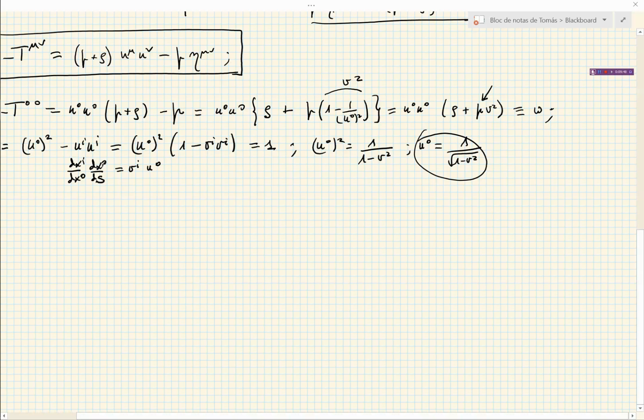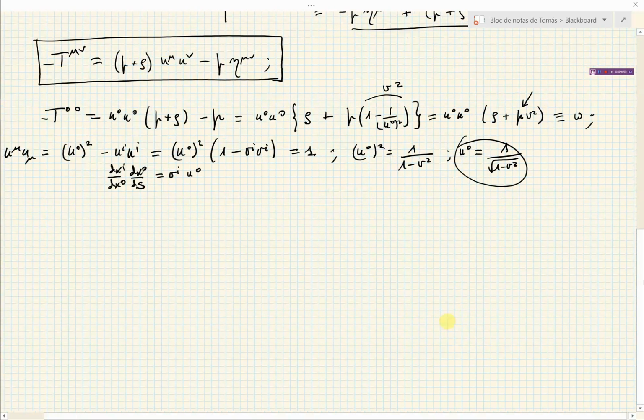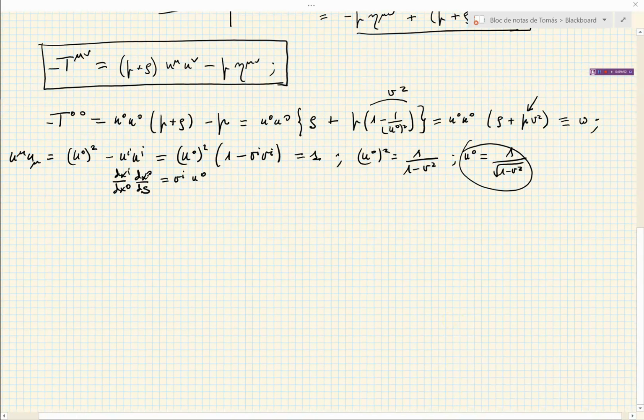So the main lesson is that in a relativistic perfect fluid, the pressure contributes to the energy density. If, as we will see, energy density is what really gravitates, what creates a gravitational field, or one of the sources of the gravitational field, this means that pressure will contribute to the gravitational field as much as the energy density.